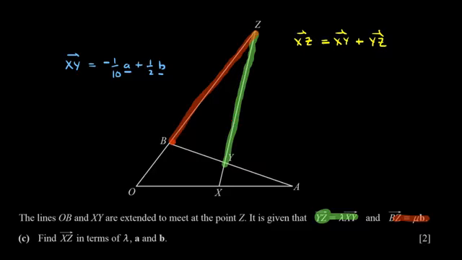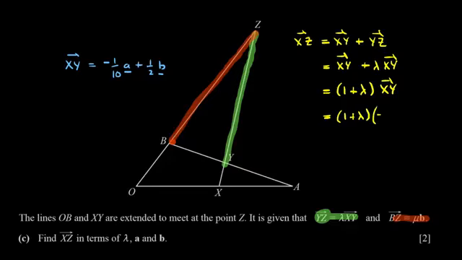Now then, we already know what XY is because we're told it in the previous part of the question. And we know what YZ is as well because we're told it in this part of our question. It's equal to lambda XY. So we can say this is XY plus lambda lots of XY. And so therefore we've got 1 plus lambda times XY. And XY is the thing that we've already calculated. It is minus 1/10 of A plus a half of B. All right, so that's part C done there.